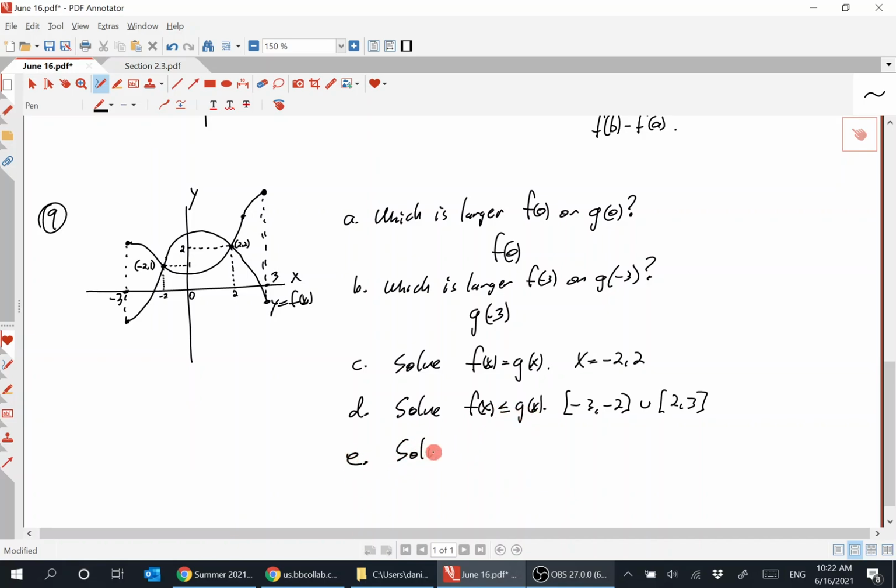And E, solve f of x is strictly greater than g of x. Well, that's where f is above g, so that's inside the interval from -2 to 2, not including the -2 and 2, because that's where they're equal. Okay, so basic sorts of observations you can make about a graph. 7, 9, 11, 15.